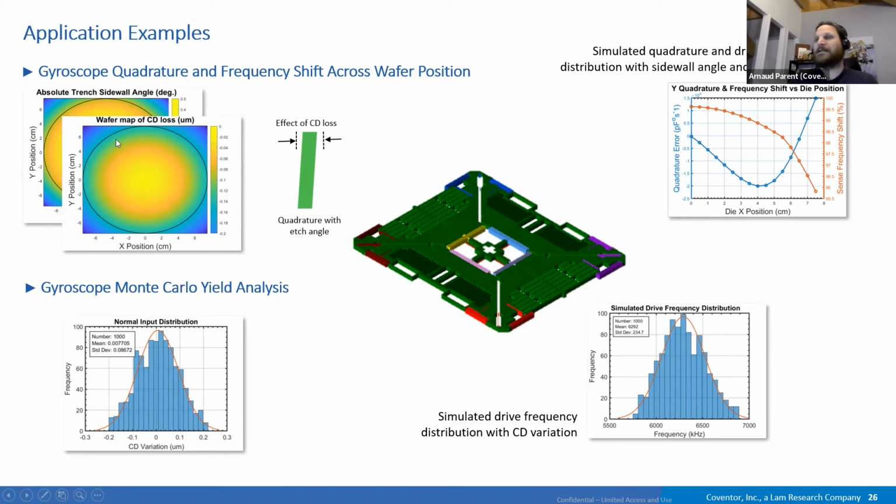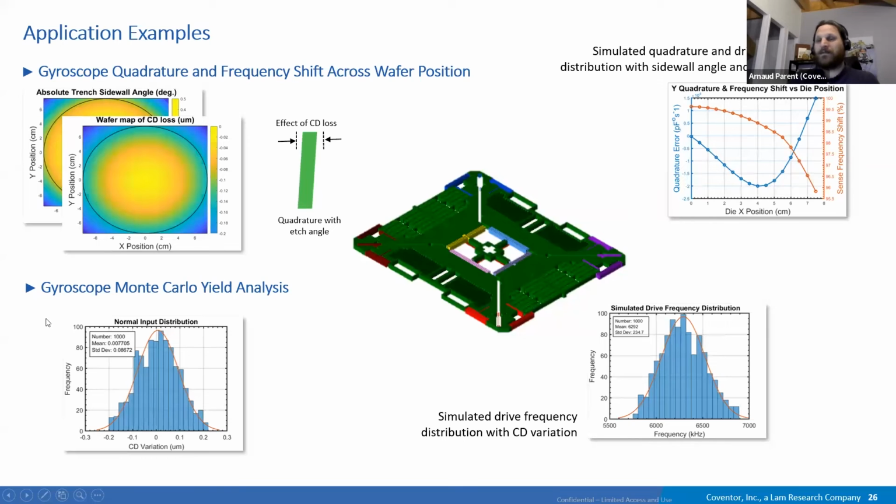So the input here is a waveform map of critical dimension loss and also silicon angle. And basically for the two outputs, we decided to study quadrature and the frequency value shift depending on the position on the map. And here you can see, for a position in X, so basically on this axis, how those two values are changing. And here it's something we decided to plot. We could have plotted for any position on the map. Basically, we could have a waveform map output of the quadrature.